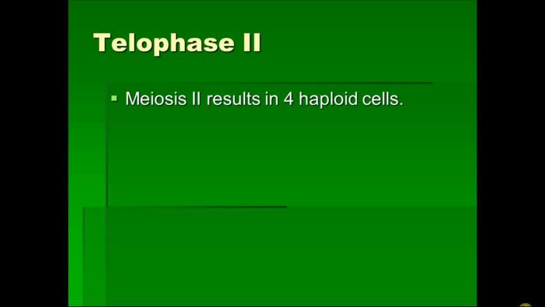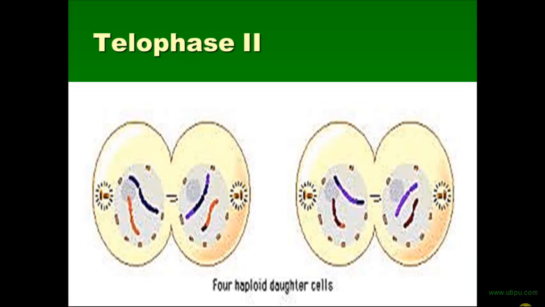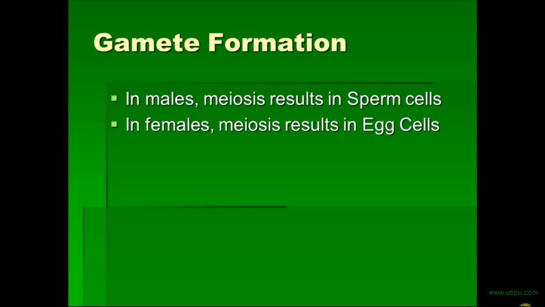Then we have Telophase II. This is where Meiosis II results in the 4 haploid cells. And what do we see in here? We see the nuclear membrane start to come back, and we see 4 new cells. And what are these cells? These cells are sex cells. In males, meiosis results in sperm. In females, meiosis results in egg cells. These cells are produced to allow us as humans, as animals, as plants, to reproduce sexually.